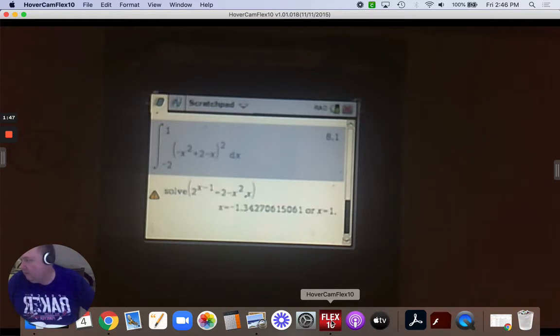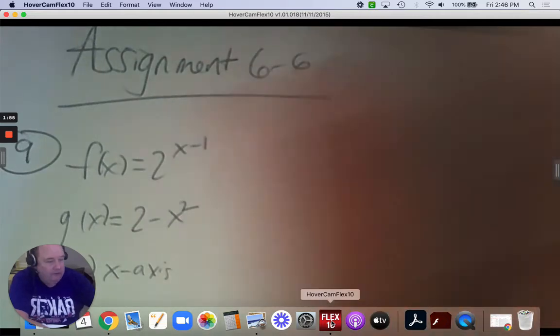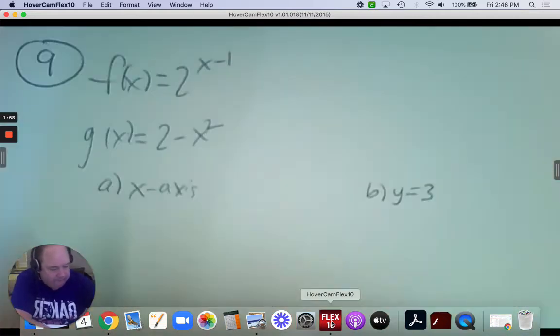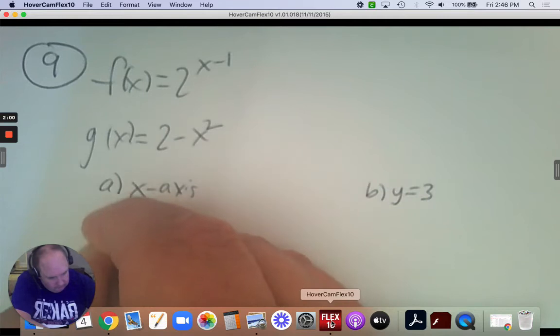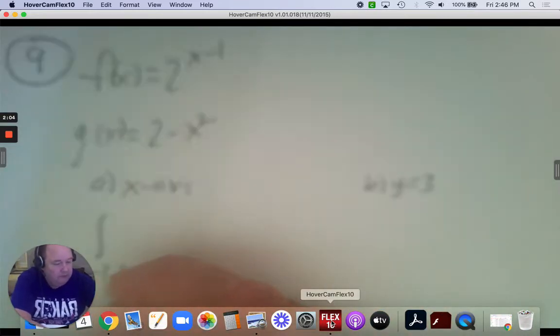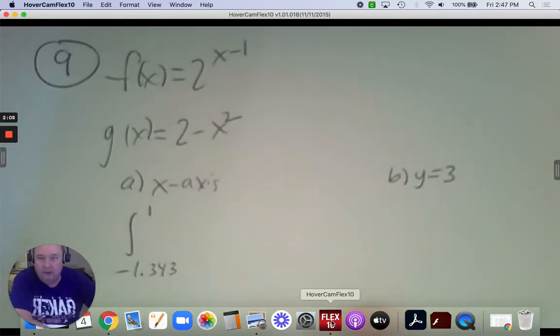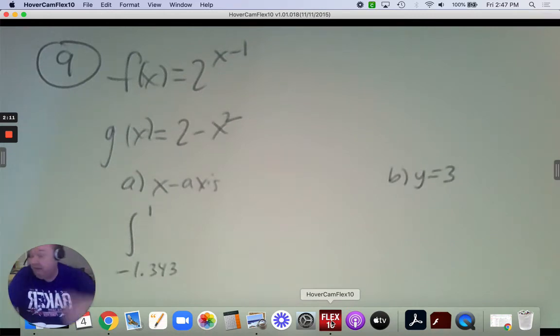So I got negative 1.3-ish and 1. When I set this up with the x-axis, it's going to go from negative 1.343, let's say, up to 1. So the lower limit up to the upper limit, and we used our calculator to find it. Next, we're going to use our calculator to graph them.